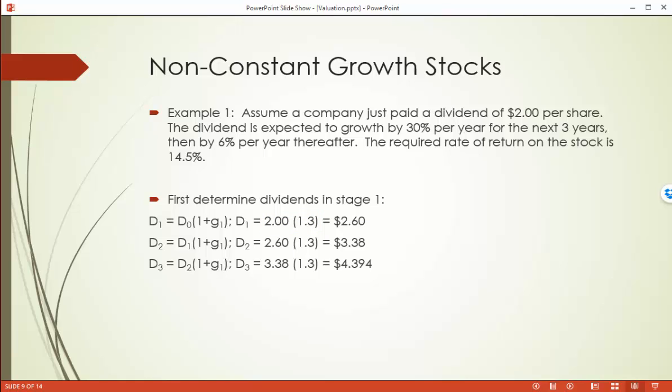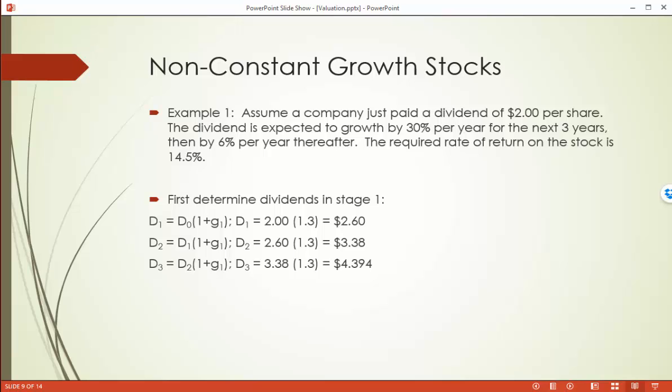The dividend at time period 2 then is going to be the dividend at time period 1, again grown or compounded by 30%. So if we grow that by 30%, we end up with the dividend at time period 2 of $3.38. And if we repeat the process one more time for that third year of supernormal growth, we end up with the third dividend payment of $4.394.